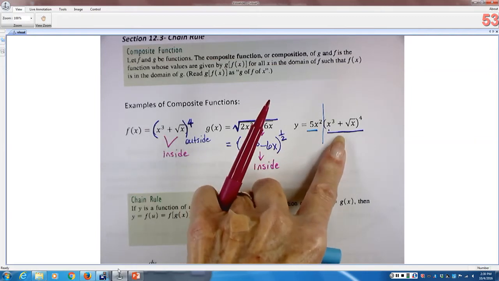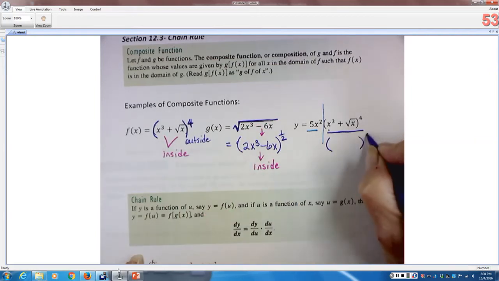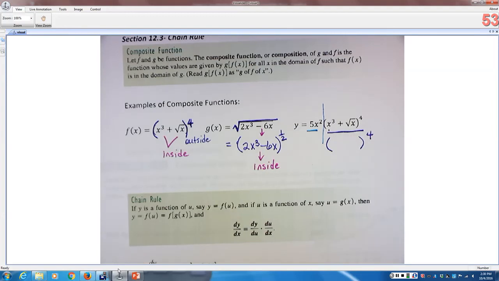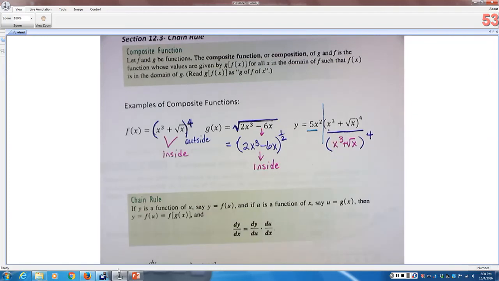But here we have an inside and outside function. The outside function is the 4th power. And what's inside is x cubed plus the square root of x.